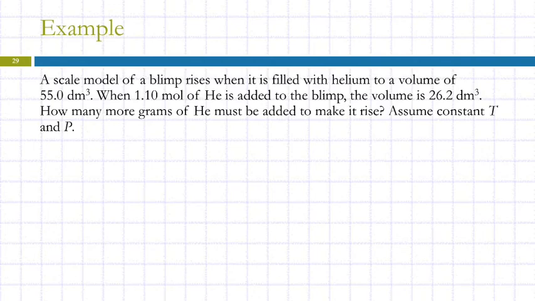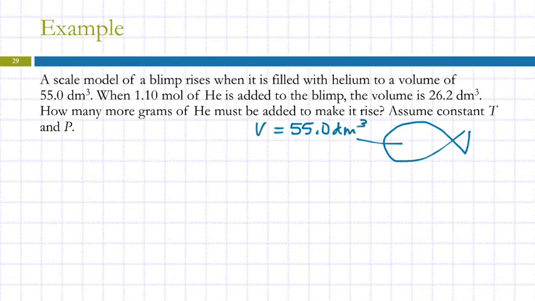So we've got this blimp, and it will rise when the helium in it has a volume of 55. So I'm going to draw the blimp. Kind of looks like a fish. So this is the blimp when it's floating, and the volume is 55 cubic decimeters. So down here, I've got the blimp. It's kind of squishy and flat down here.